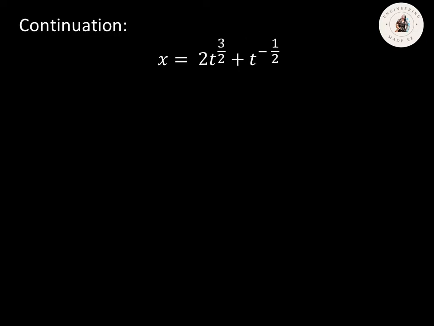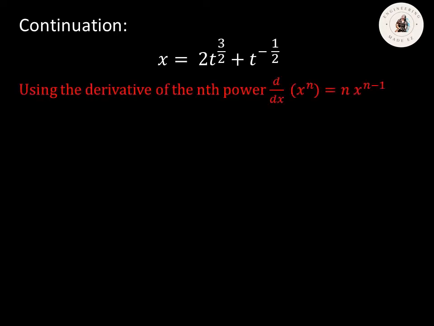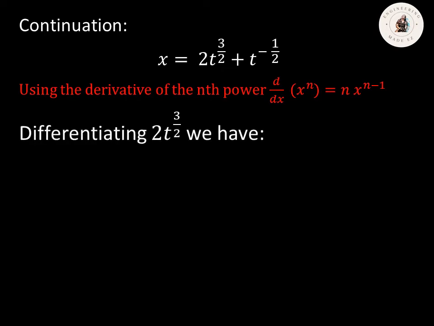After we transform x into an exponent form, now we're going to use the derivative of the nth power, or the power rule, which is the derivative of x to the power of n with respect to x is equal to n multiplied by x raised to the power of n minus 1. First, we're going to differentiate 2t raised to the power of 3 over 2. So here, our n is equivalent to 3 over 2.